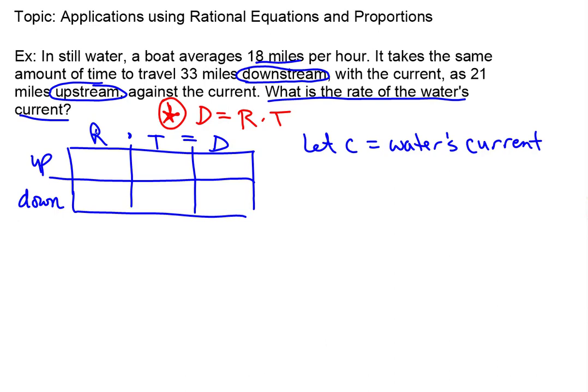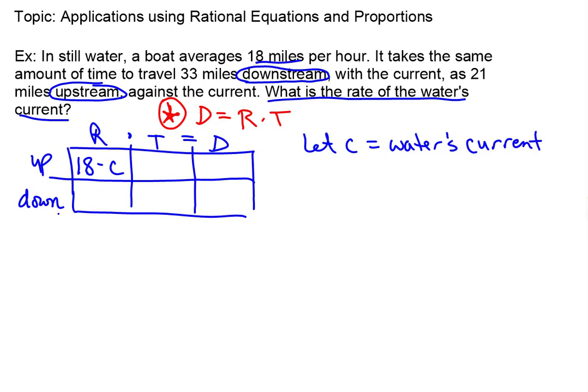If you're going upstream, we said that's against the current, which means you're going slower. So you wouldn't be going 18, you'd be going 18 minus the current speed, or the speed of the current. So we'll use 18 minus c to represent the rate going upstream, which is against the current.